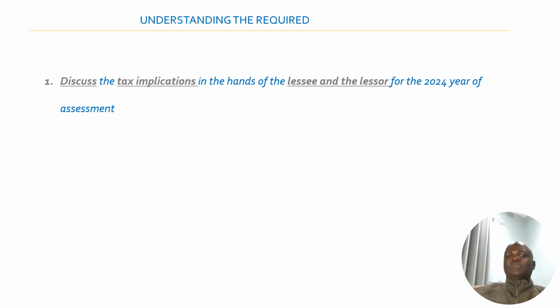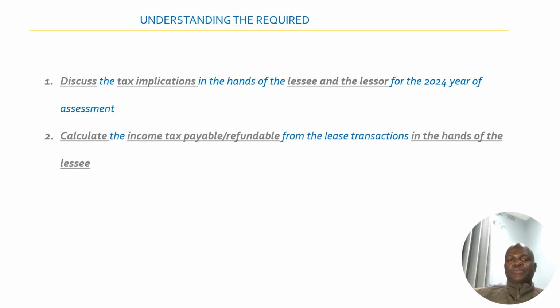Tax implications can mean all three taxes, which is income tax, VAT, CGT, or you could be asked to discuss only the income tax, only the VAT, or two in combination. The taxpayer can be either the lessee or the lessor, or you can be asked to discuss both. And then there's a year of assessment. All these things help you to scope your solution.